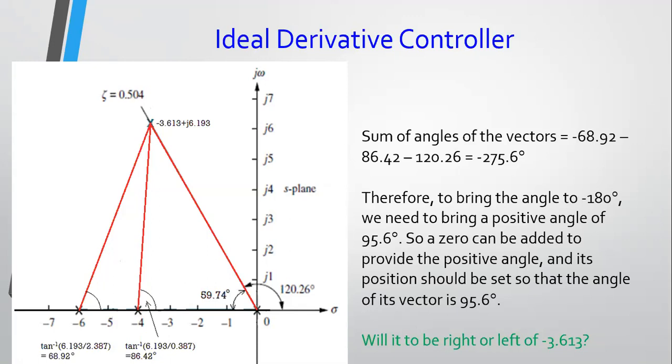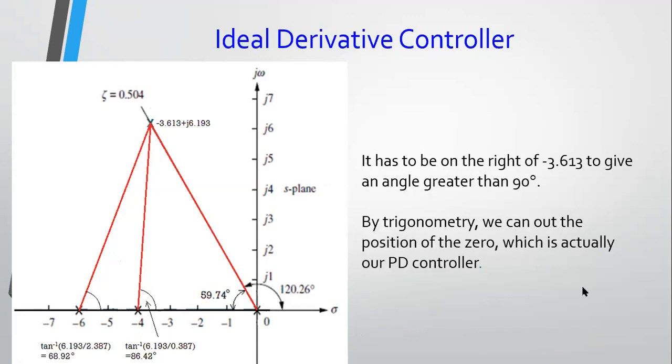So will that zero you're adding be to the right or left of minus 3.613? Remember, this is your operating point here. The question being asked is, is the zero you're adding going to be on the left-hand side or on the right-hand side? If it was exactly at minus 3.613, the angle contribution would be exactly 90 degrees. That means it has to be on the right-hand side, then the angle will be more than 90 degrees. If your angle contribution had to be less than 90 degrees, then you'd put it on the left side. It has to be on the right of minus 3.613 to give an angle greater than 90 degrees. So by trigonometry again, you can work out the position exactly, which is actually your PD control.